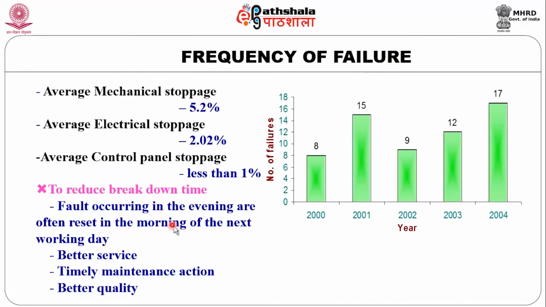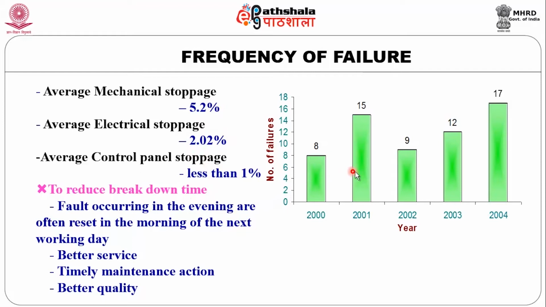And this is the frequency of the failure. So, average mechanical stoppage 5.2 percentage, average electrical stoppage 2.02 percentage, average control panel stoppage less than 1 percentage. Again, all these could be minimized by better service, with good maintenance, and when we maintain good quality, definitely this could be minimized.